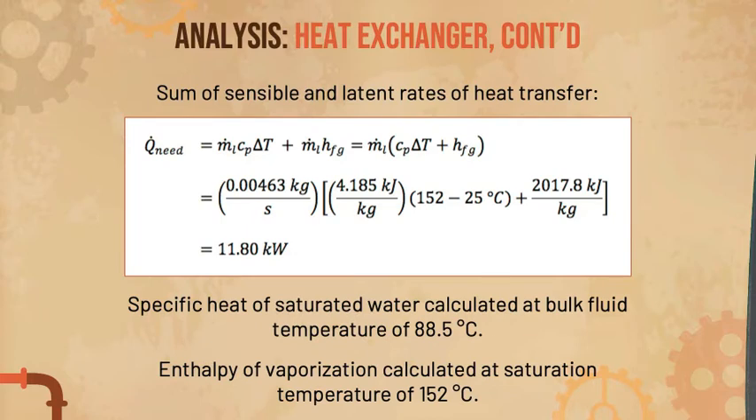Now that we have an adequate mass flow rate of the water, we can find the sensible and latent rates of heat transfer, and they are given as such. The specific heat of saturated water is calculated at the bulk fluid temperature of 88.5 degrees Celsius. Enthalpy of vaporization is calculated at saturation temperature of 152 degrees Celsius. With all of these values, we come up with 11.80 kilowatts.